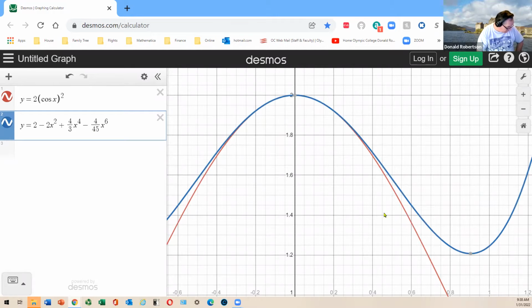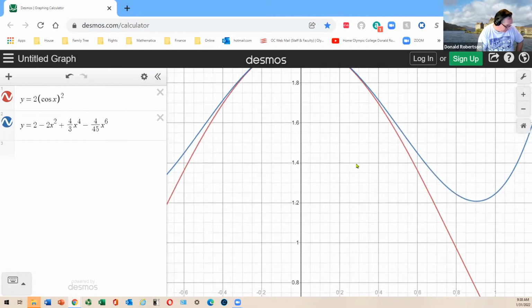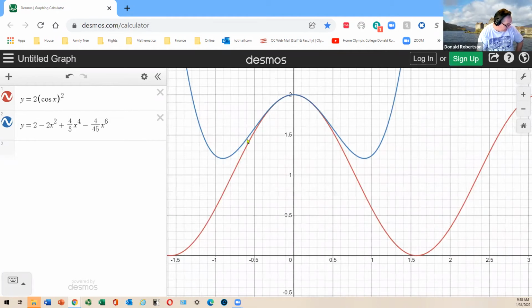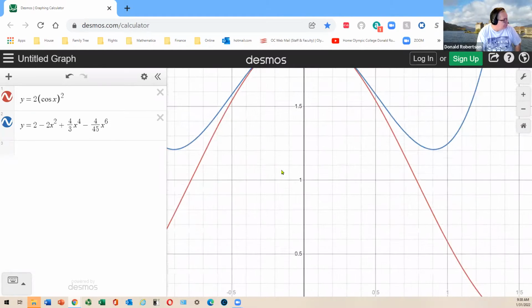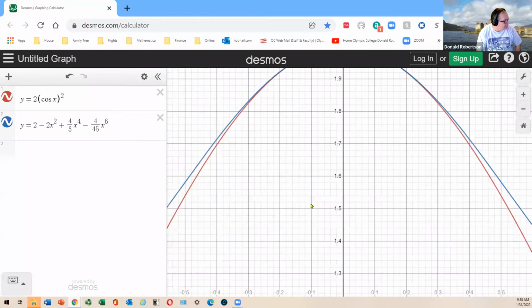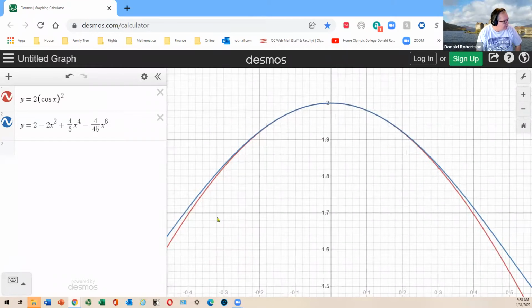Would you agree it's a pretty good fit near to 0? Shrink it back a little bit. There. In that range there, would you agree it's a pretty good fit? And would you agree it's pretty horrible over here? But close to 0, maybe a little bit closer. Yeah. Would you agree in this range it's pretty good? That is amazing.